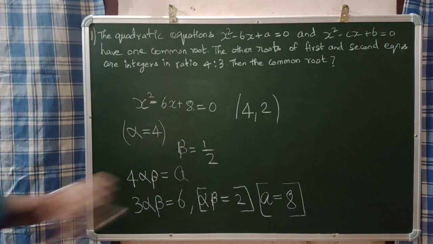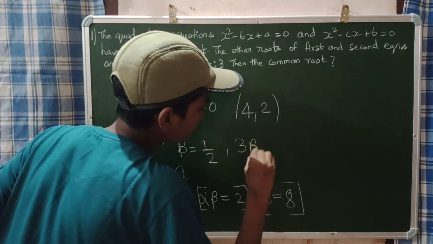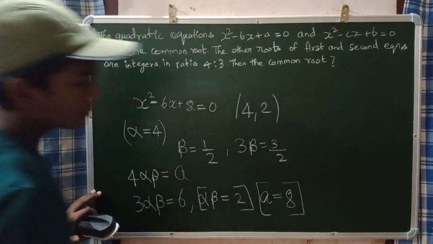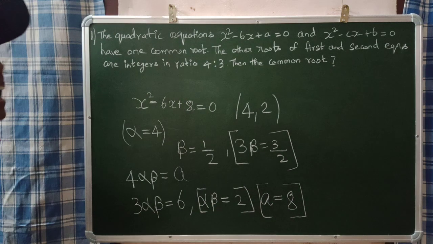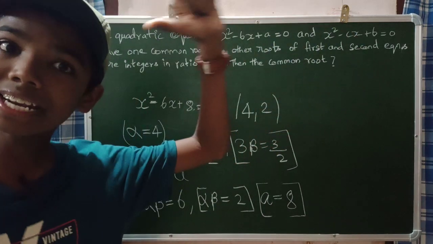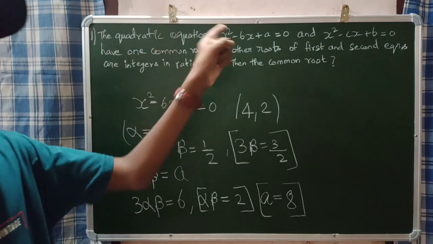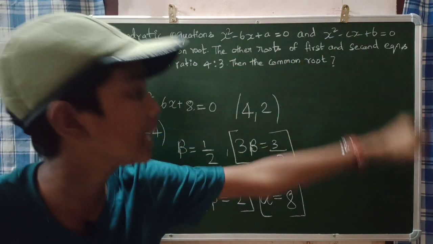So if beta is equal to 1 by 2, what will be 3 beta? That will be 3 by 2, because beta is equal to 1 by 2 means 3 beta will be 3 by 2. And we know that 3 beta is another root of the second equation. Correct? For the first equation, another root is 4 beta, but for the second equation, another root is 3 beta.